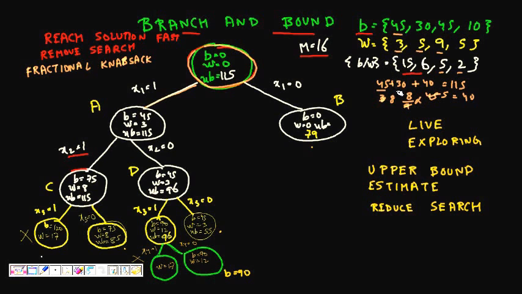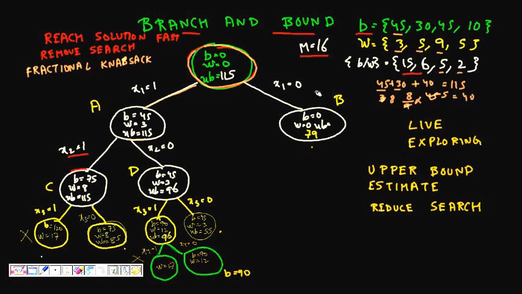I have chosen the first item, benefit 45. I can choose the second item, so now weight will be 8. Still 8 is remaining. I can choose 8 by 9th of the third item, which again gives an upper bound of 115. So this upper bound now is 115 on the right.